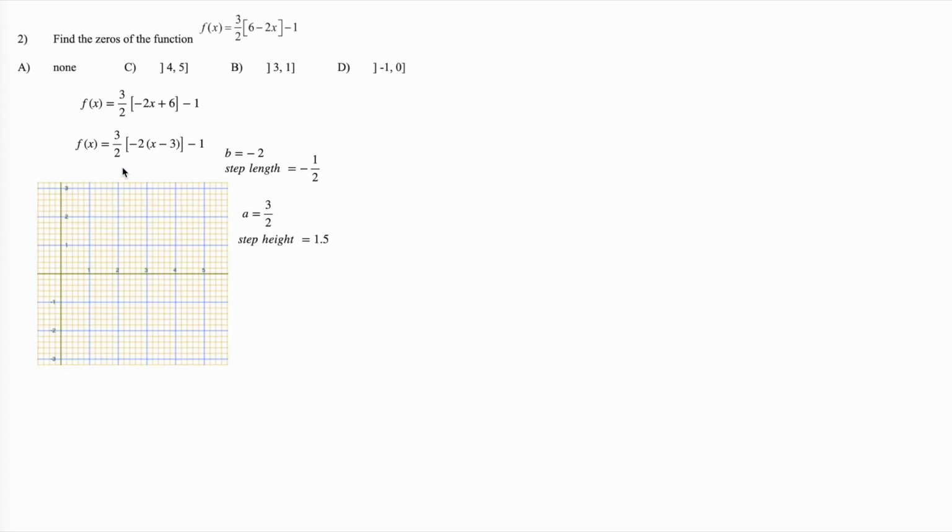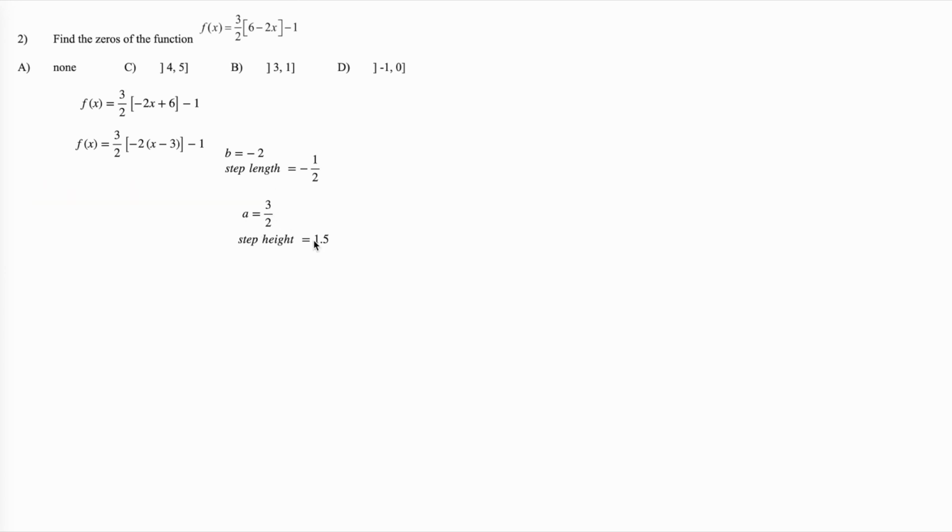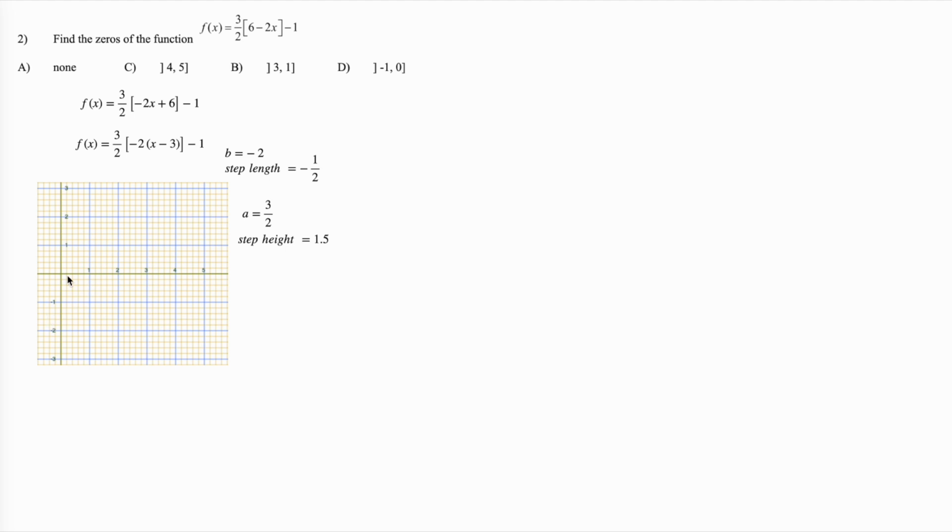If we graph this, the h is 3 and the k is negative 1 right here. So we're going to plot our first point here. The step height is 1.5. We're going to go to h is 3, the k is negative 1, 3, negative 1 right here. We're going to plot our first point there.